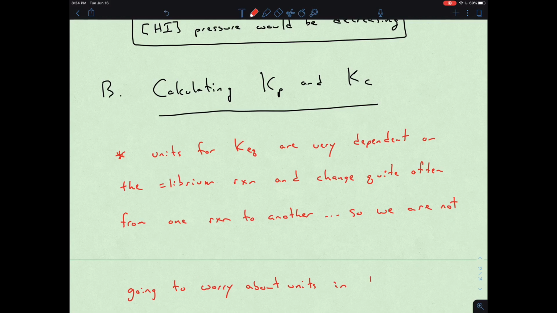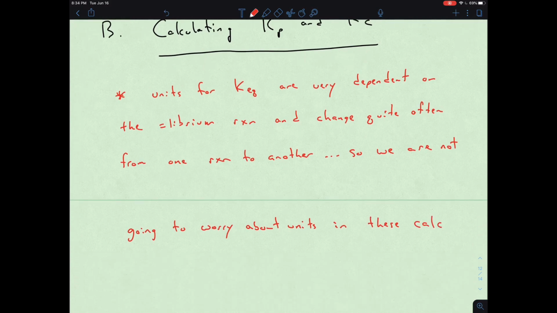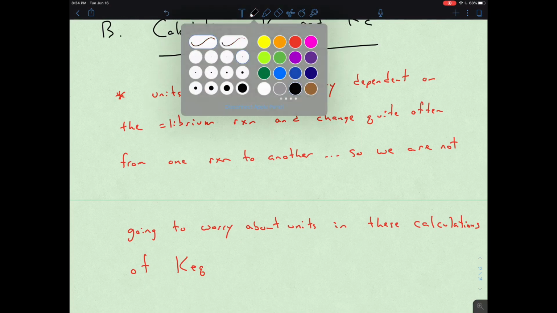In these calculations of Keq, so even going into other Ks, we're just going to leave out these units because they change all the time. So that's just one caveat in going forward.